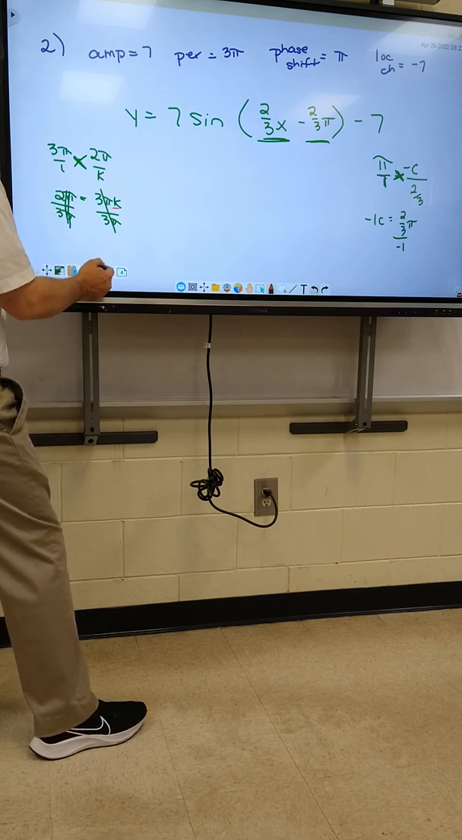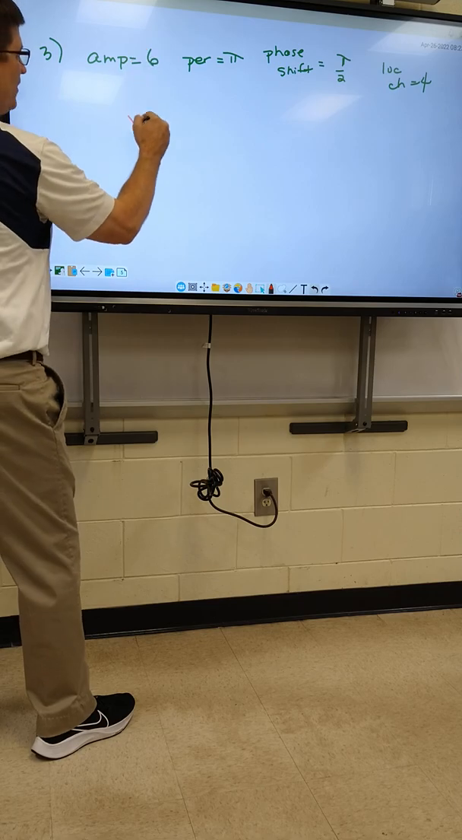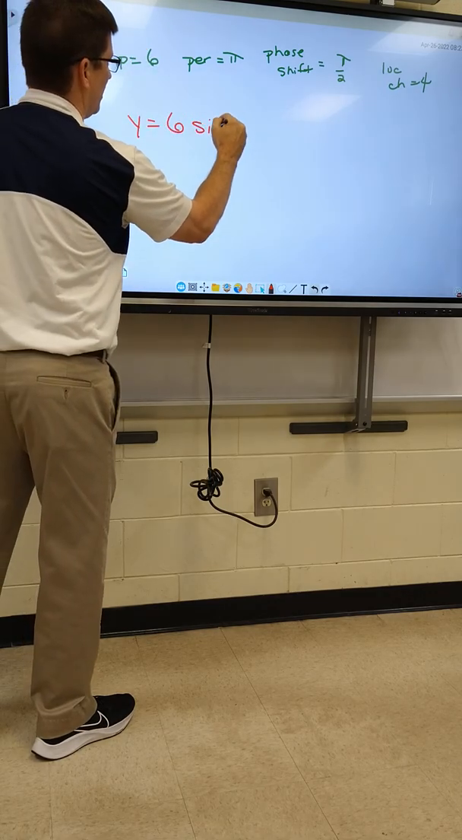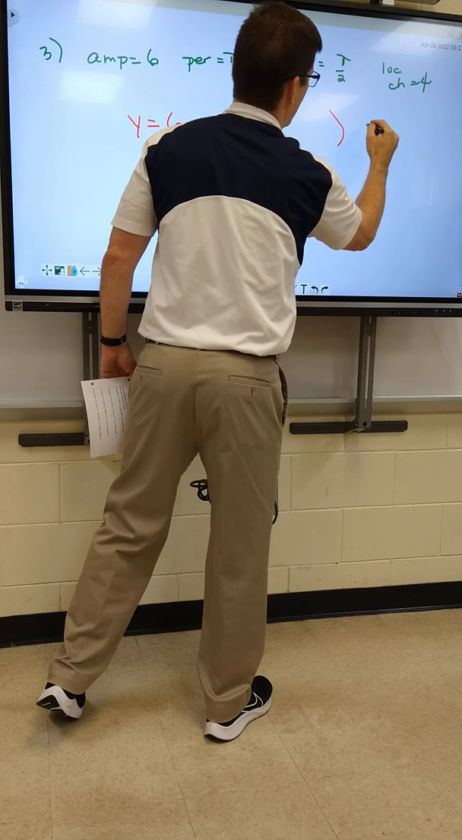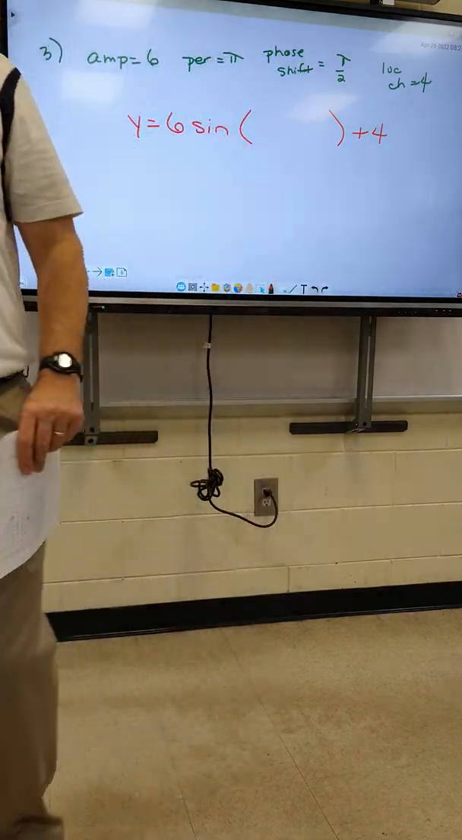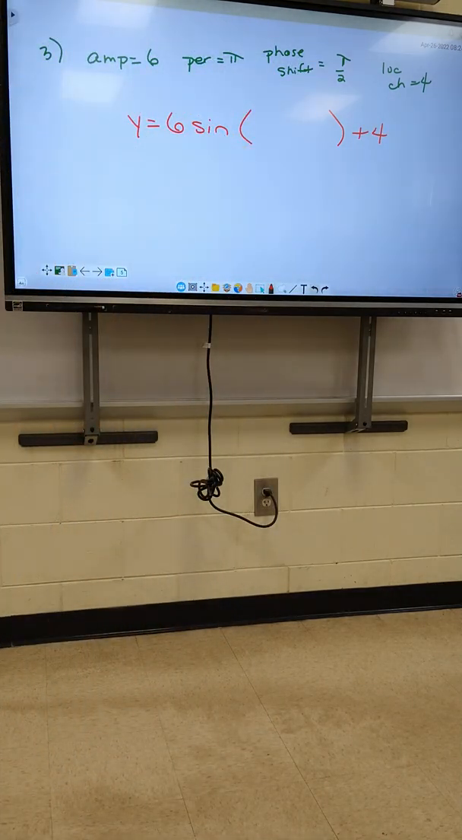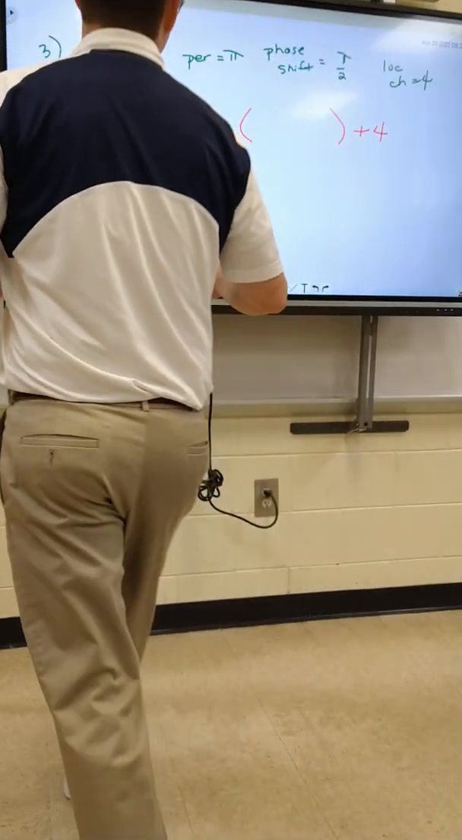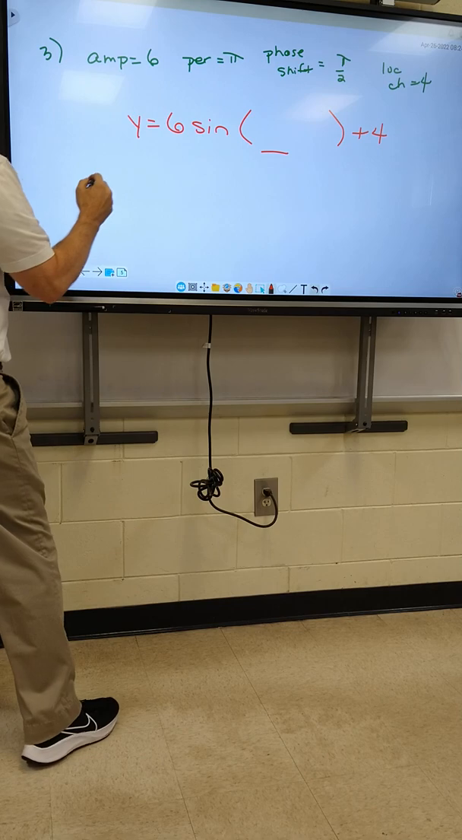All right, so again, when you start the problem, go ahead and write the amplitude down, 6 sine. Go ahead and write the location change down, up 4. All right, see if y'all can find the first number in the parentheses. So how do we find the first number? Take whatever they give you right here.